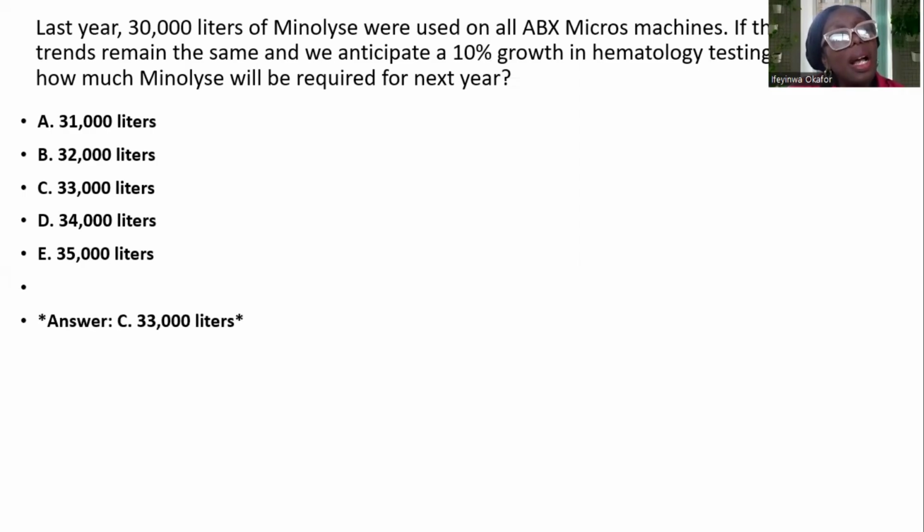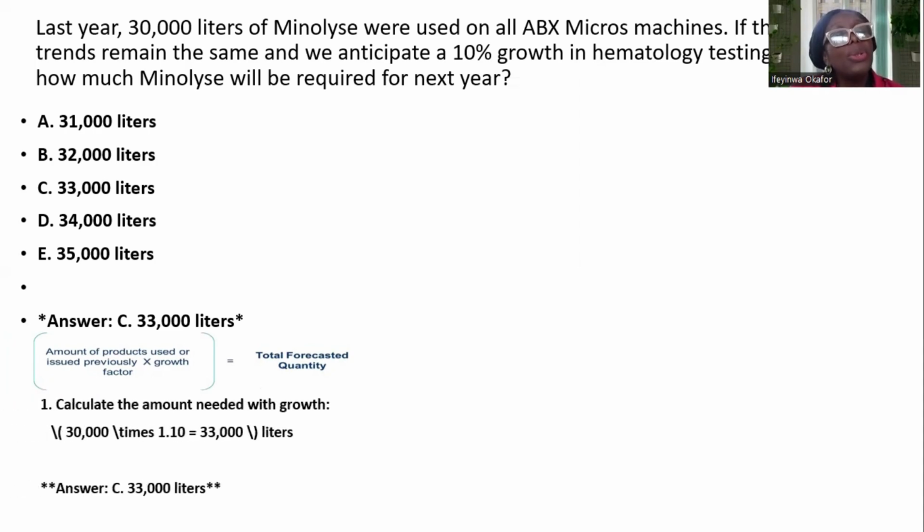So let's just look at how we got that 33,000 liters. Remember, our formula says forecasted quantity is amount of product used or issued previously times growth rate. And what we have here is amount of product used is 30,000 liters, and our growth rate is 10%. So we multiply 30,000 liters by our growth rate, and we have 33,000 liters that will be required for next year. Okay?